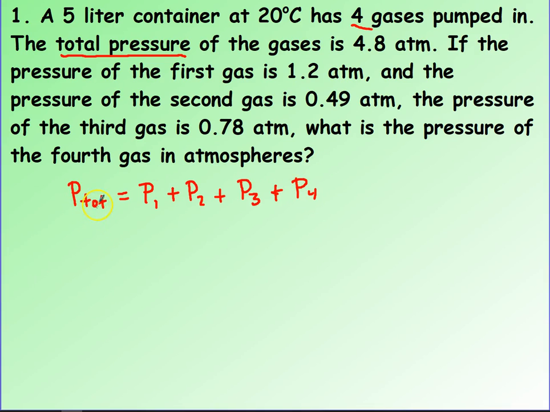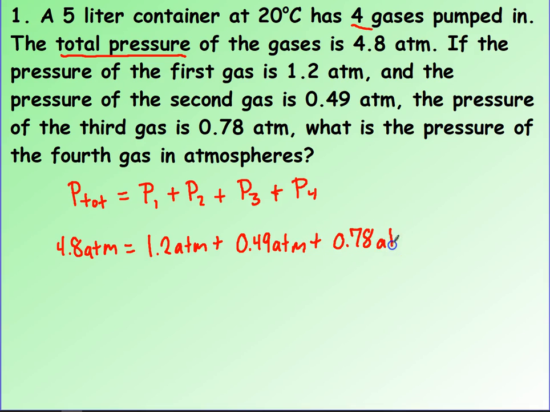I know that the total pressure is 4.8 atm. The pressure of the first gas is 1.2 atm. The pressure of the second gas is 0.49 atm. The third gas is 0.78 atm. And I don't know what this pressure is over here.